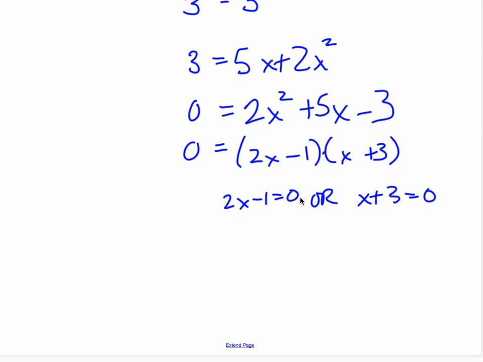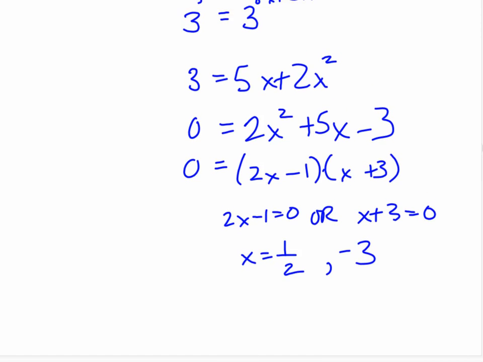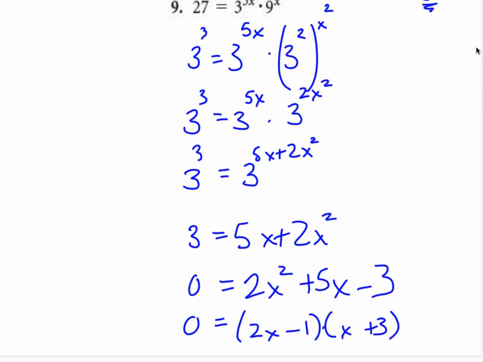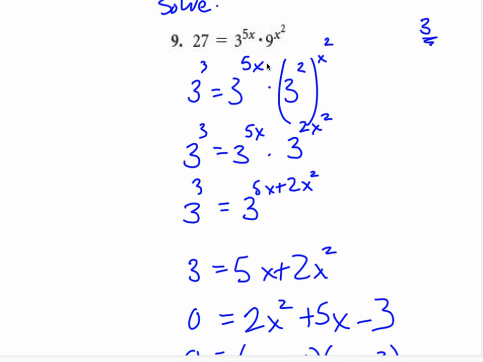So in this case, if you take the 1 over and divide by 2, you get a half. Here you get a negative 3. Then I'd go back and just check those to make sure they work. A half and negative 3. So put a half there. Negative 3 squared is 9.